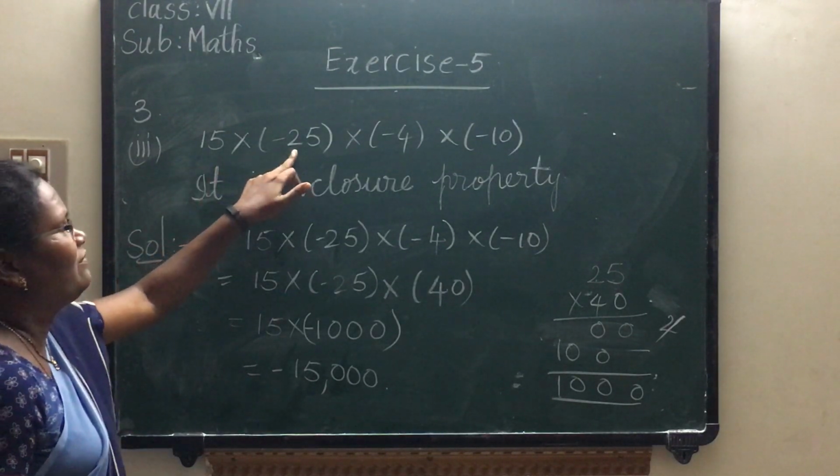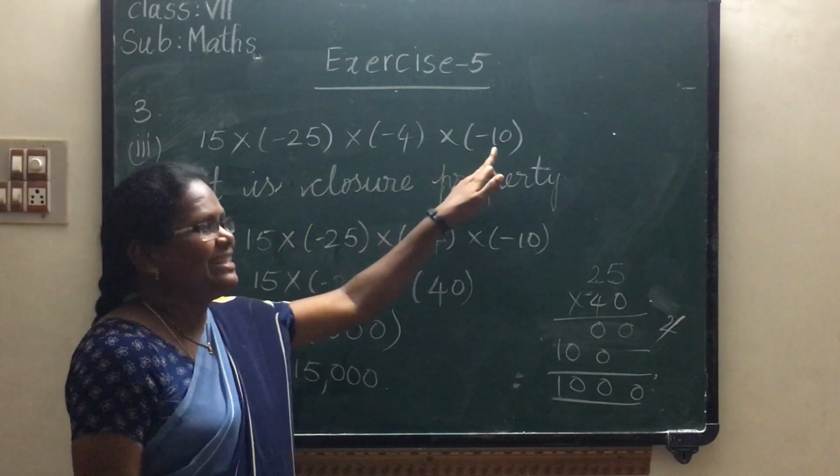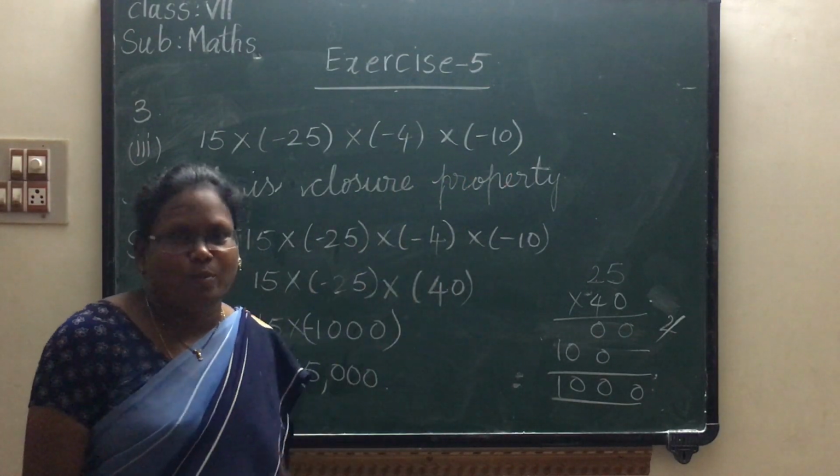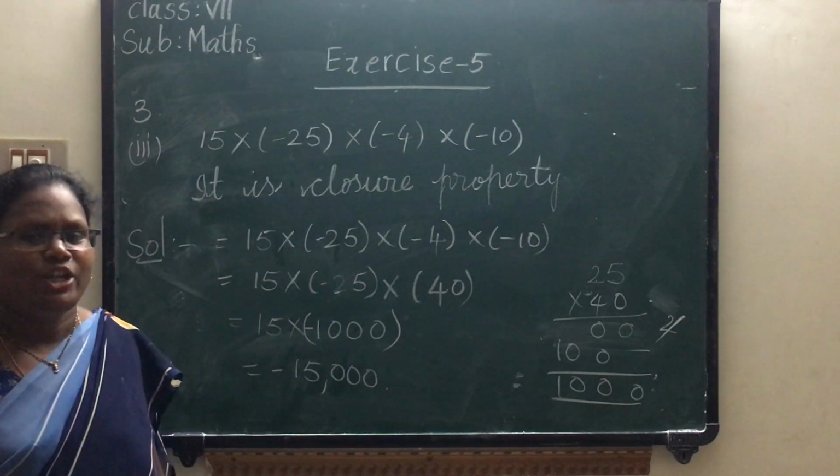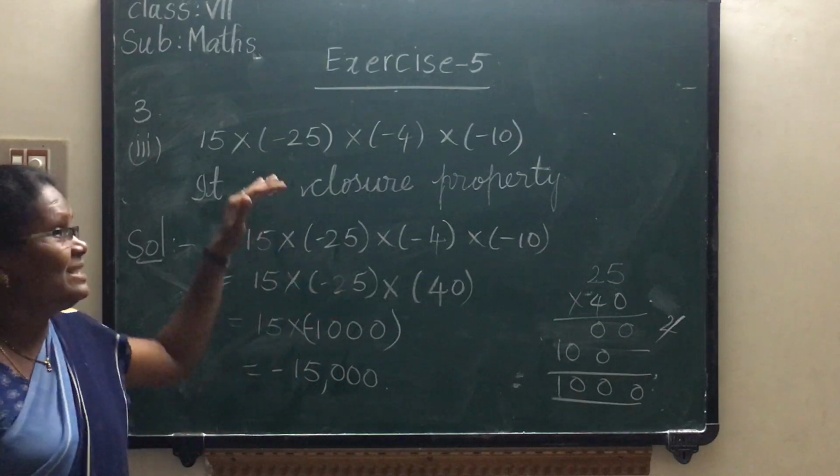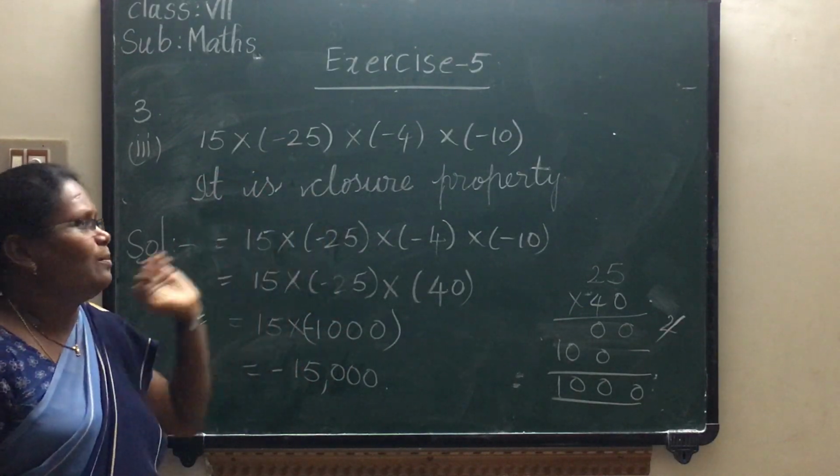Once again, listen here, children. 15 into minus 25 into minus 4 into minus 10. This is the closure property. A, B are integers, and A into B is also an integer. This is the closure property.